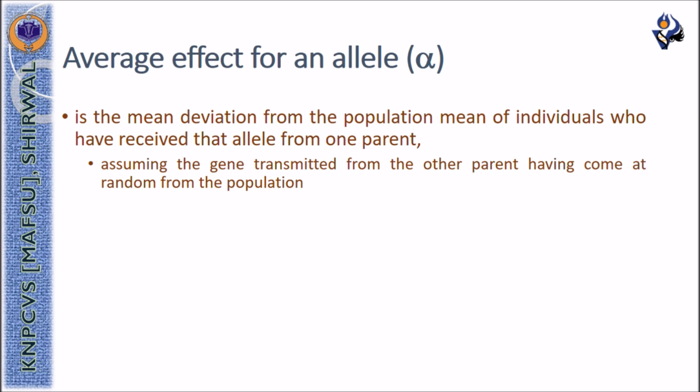The average effect of an allele is defined as the mean deviation from the population mean of individuals who have received that allele from one parent, and it is assumed that the gene transmitted from the other parent has come at random from the population.